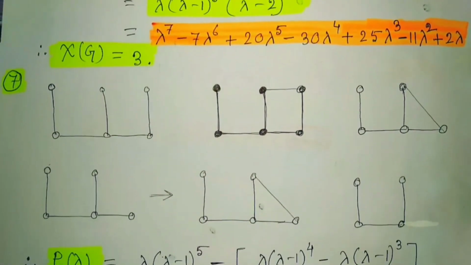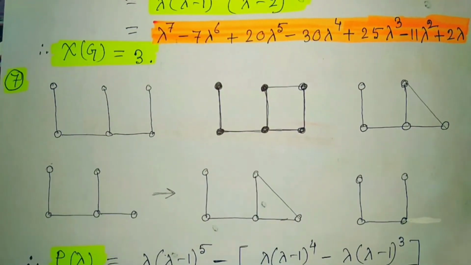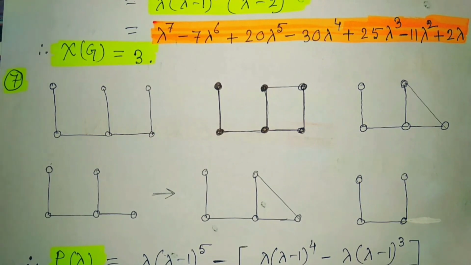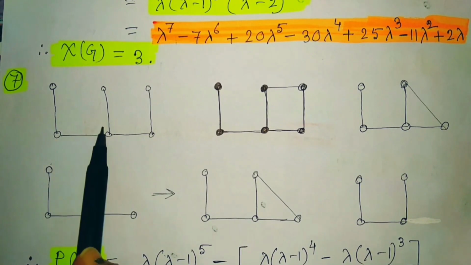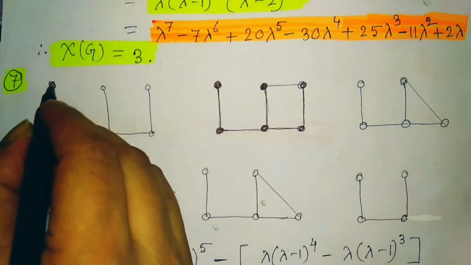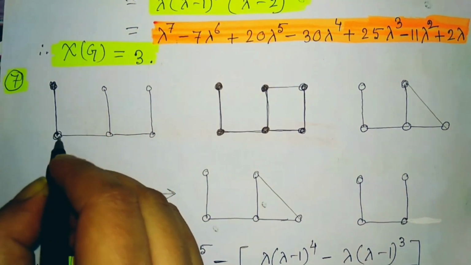Now the next graph is this one. We are supposed to find the chromatic polynomial for this graph. This graph is again very much tending towards a tree, almost a tree. So what we will do, initially we start from this graph. At first we should draw a graph like this one.